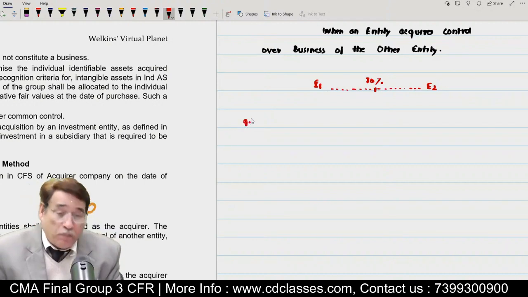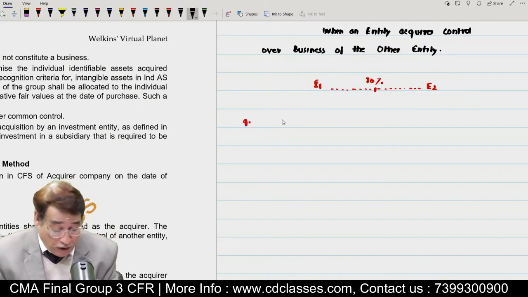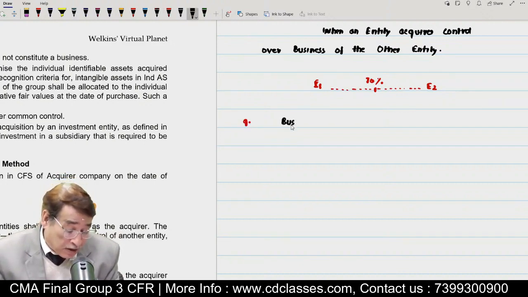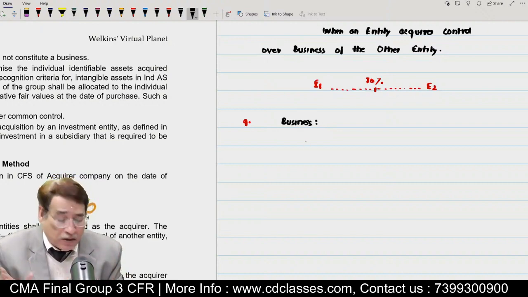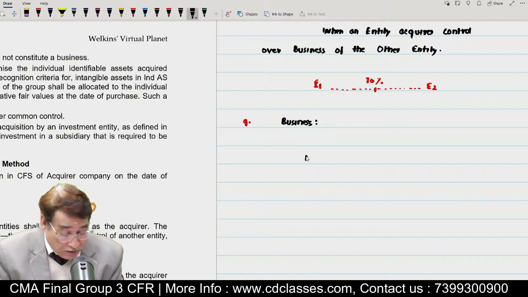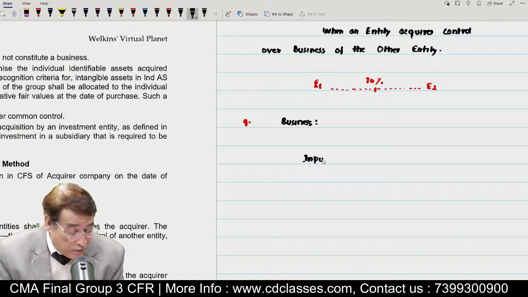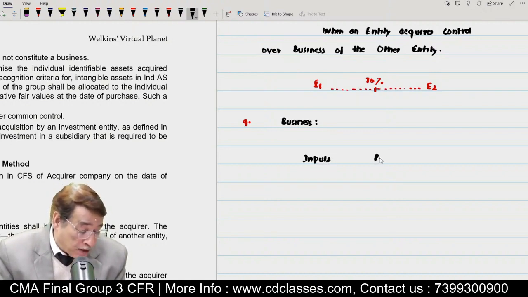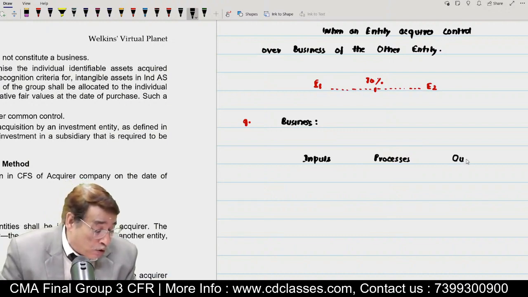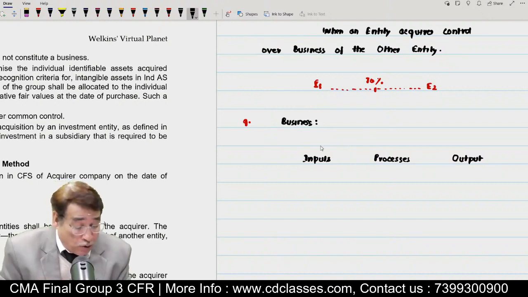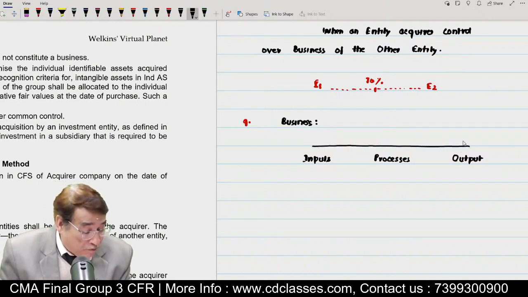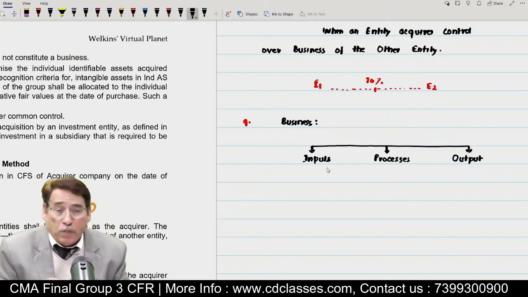I told you the other entity must meet the definition of business. What we mean by business, first of all, you need to understand. Ind AS 103 defines business through three elements. The first element is inputs. The second element is processes. And the third element is output. In order to constitute a business, it is important that the entity must have these three elements. Correct? So what is business in the eyes of Ind AS 103? Business basically means inputs plus processes plus output.